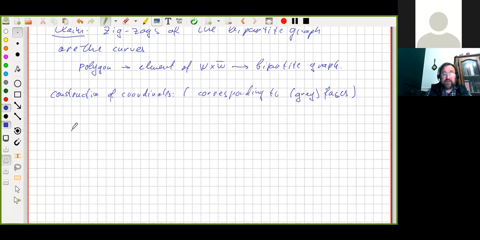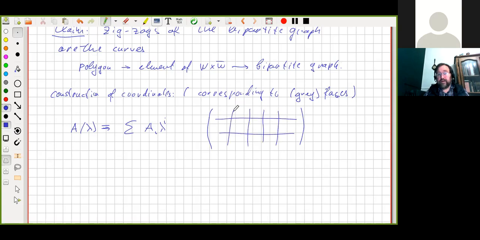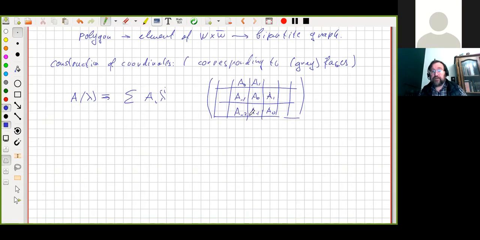I have not much time, but I'll try to figure it out. If you have a matrix A of lambda, it is a sum of A_i lambda to the i. Out of that, you can construct a periodic matrix, a block infinite matrix, which has the form: A0, A0, A0, etc., here minus lambda, A1, A minus one, etc., A minus two.